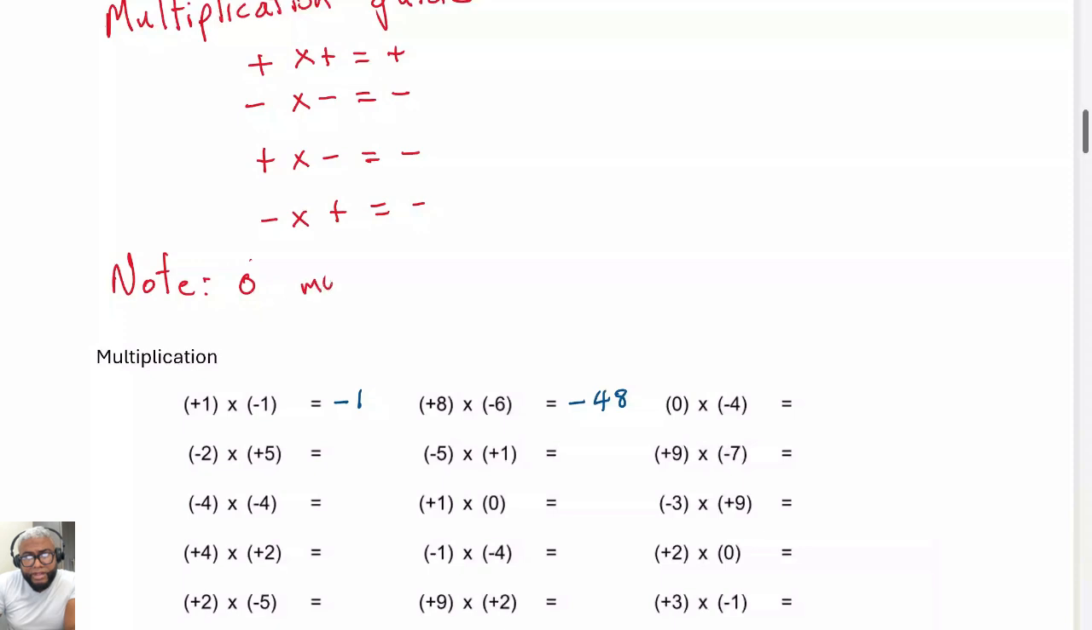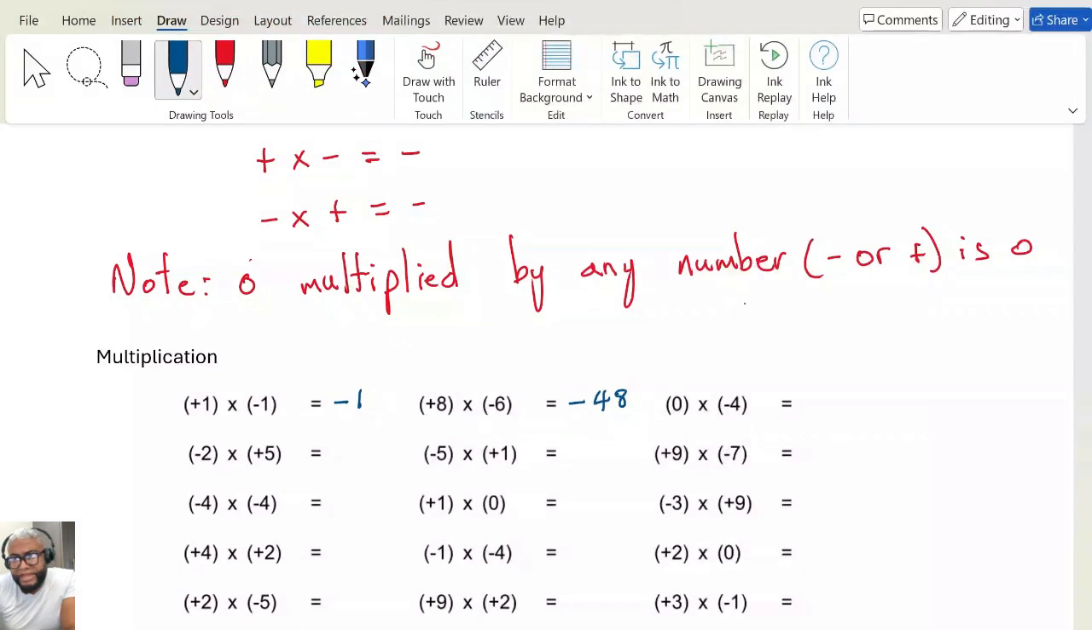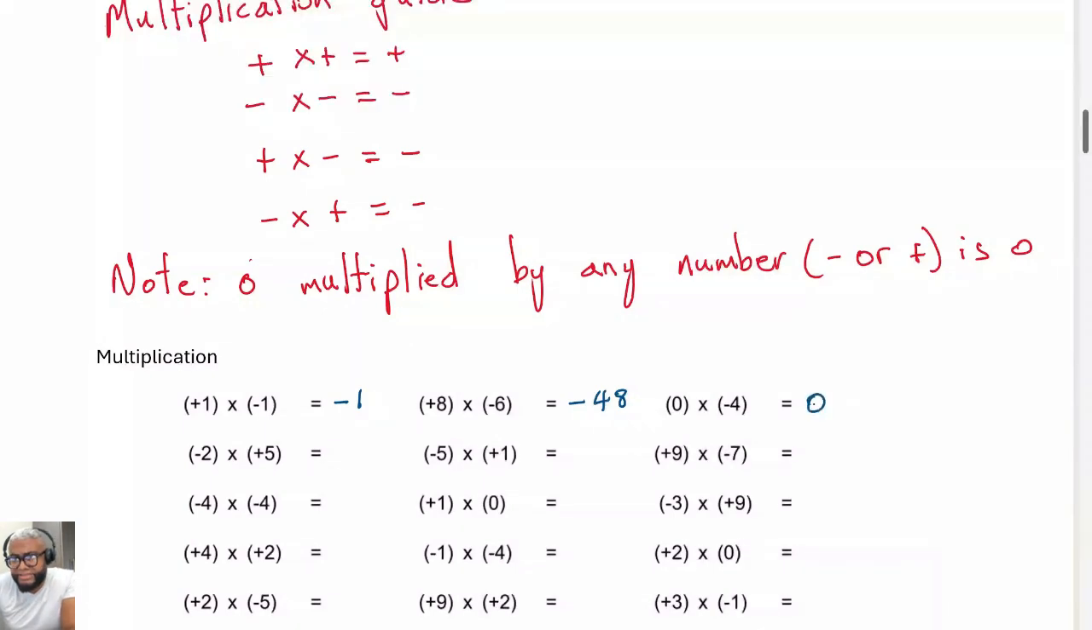0 multiplied by any number, negative or positive, is 0, right? So it doesn't matter what we multiply 0 by, anything would be 0. Okay, everybody good there?